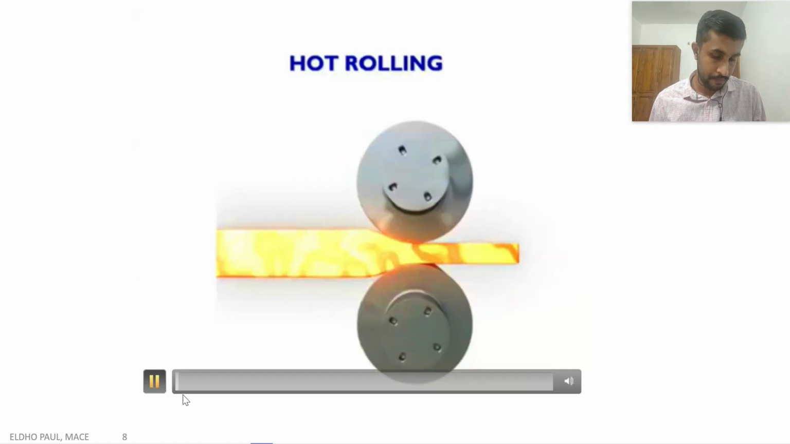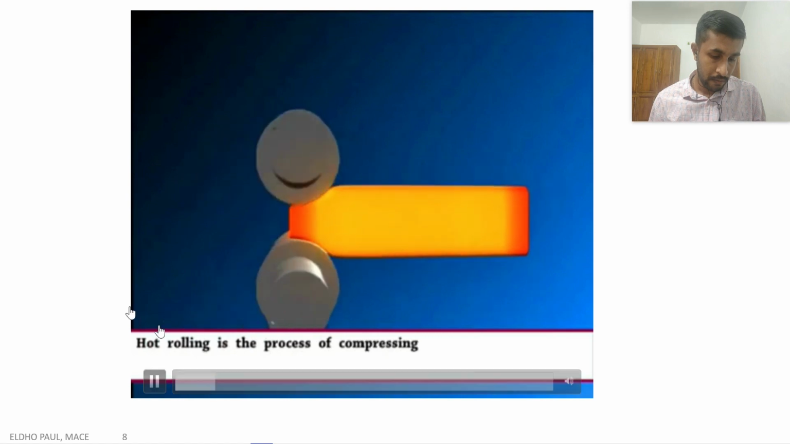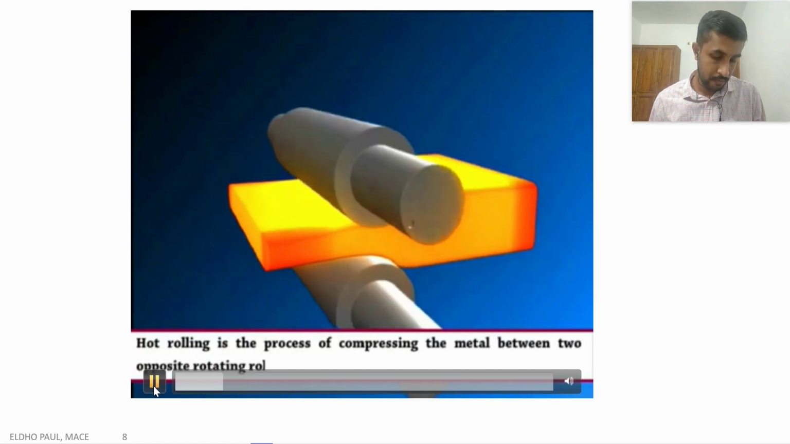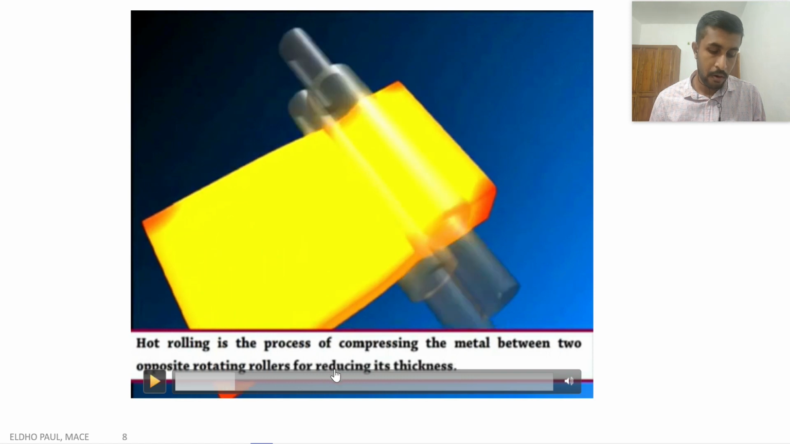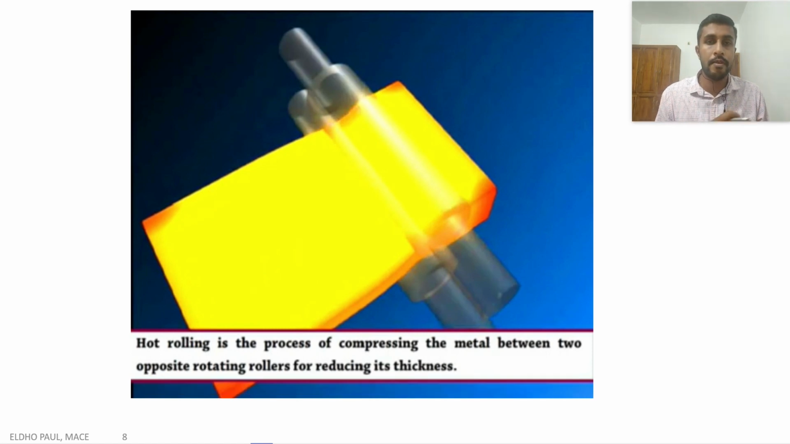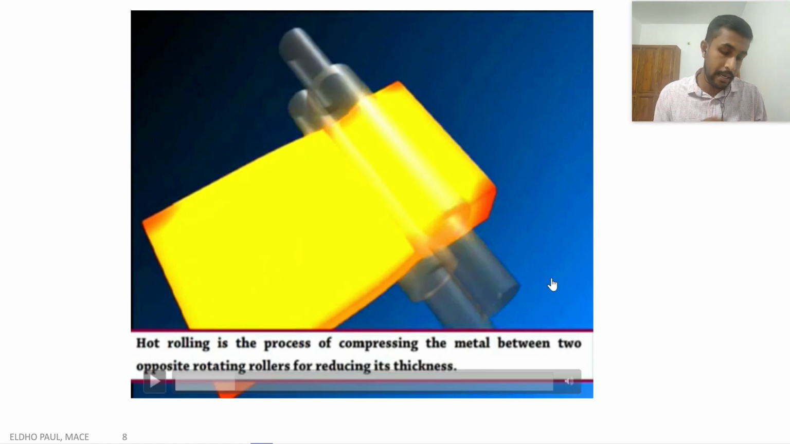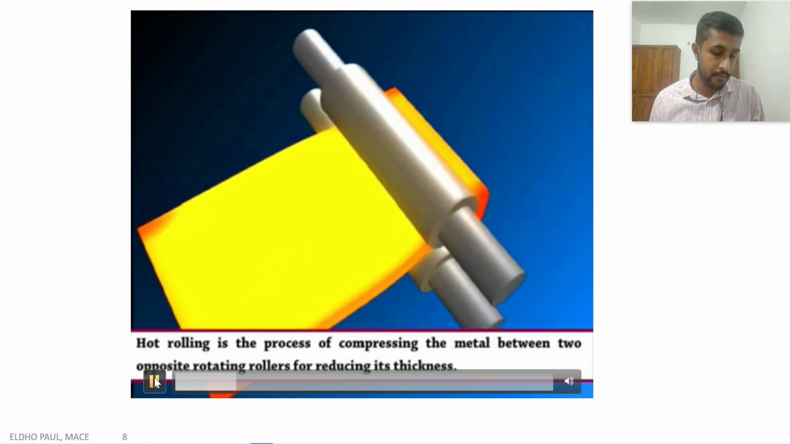Rolling is a process of compressing the metal between two opposite rotating rollers for reducing its thickness. Hot rolling is the process of compressing the material between two opposite rotating rollers. For the forward motion of the material, we need opposite rotation of the rollers. Then only can we move the material in the forward direction, and thereby reduce the thickness of the material. Here the workpiece is in the hot condition. That is hot rolling.